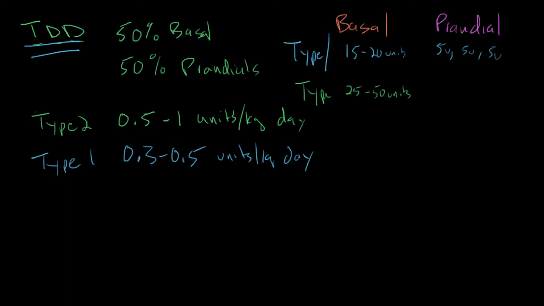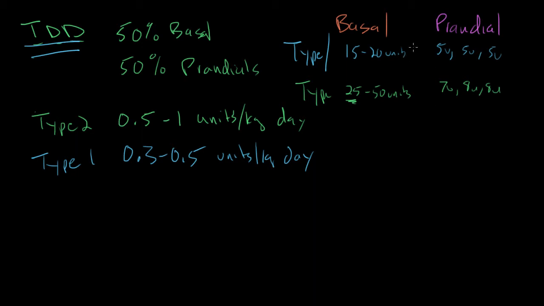Similarly, in a type 2 patient, if I was giving 25 units, I might give something like 7 units for breakfast, 8 units for lunch, and 8 units for dinner, and that would give me a total of about 24 units. So if I was giving 25 basal and 24 prandial, I would meet 50 units a day, which would be a good starting place on a new patient.